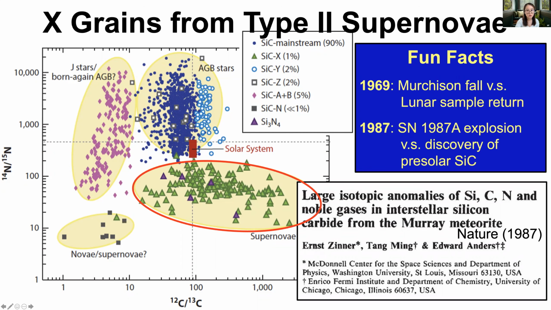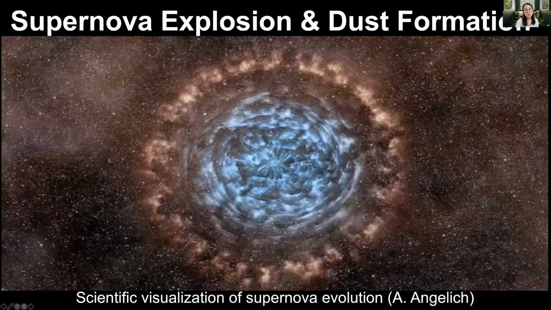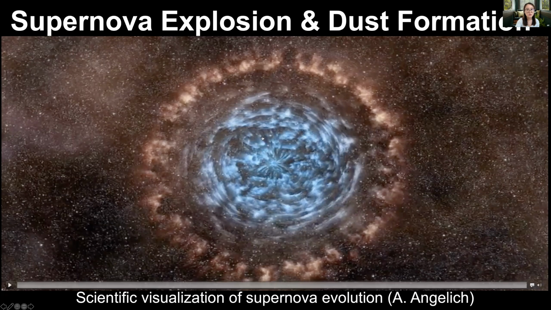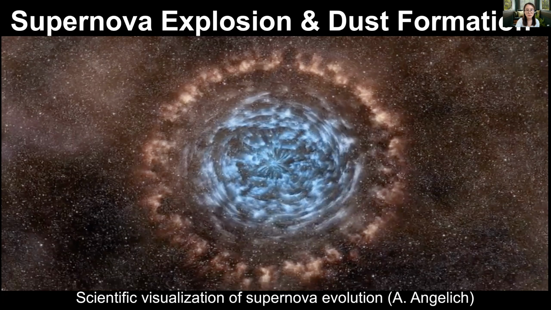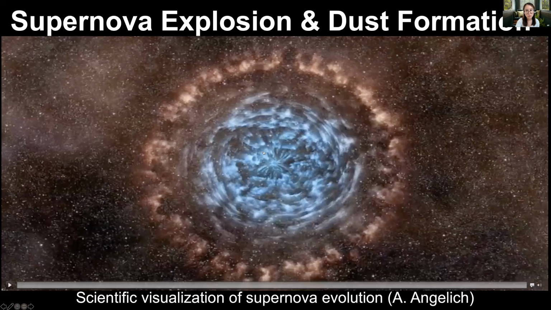Just as you know, X grains are extremely rare. Only 1 in 100 pre-solar silicon carbide grains belongs to this group, while the mainstream grains dominate the silicon carbide population, and they're more than 85% of the whole pre-solar silicon carbide inventory. I'm sure all of you would agree with me that supernovae are simply amazing celestial events. The type that we're going to be looking at in the following slides is the type 2 core collapse supernova.